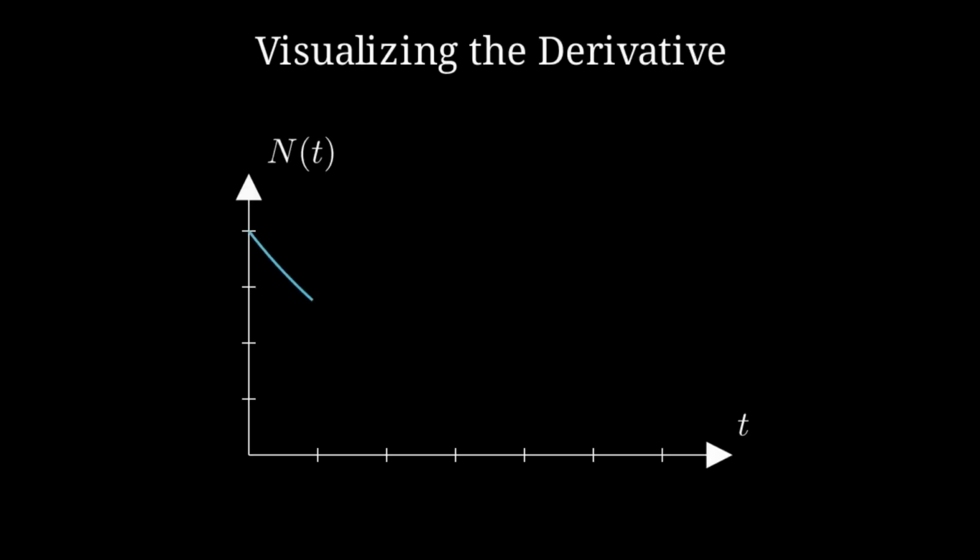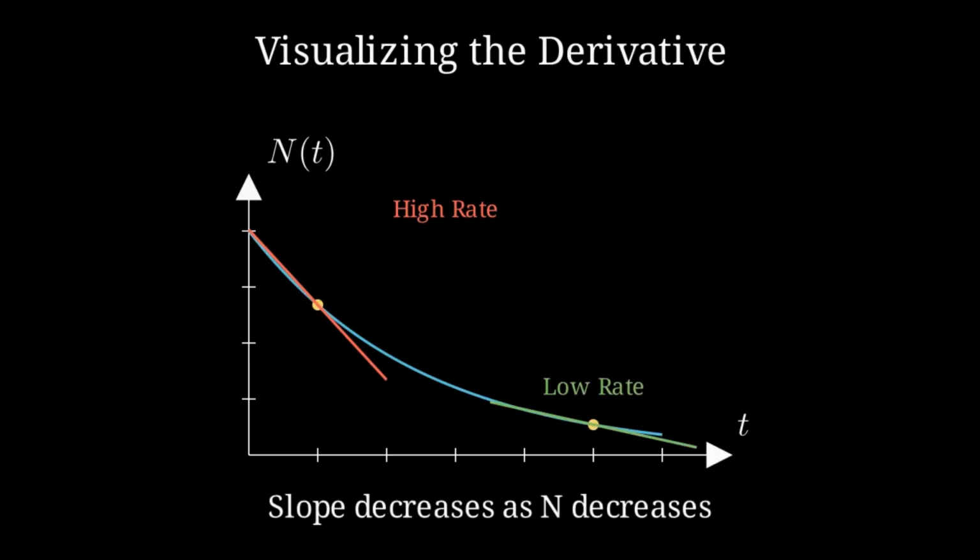Look at the geometry of the curve. At the beginning, when N is large, the slope of the tangent line is very steep and negative. As N gets smaller and approaches the x-axis, the slope flattens out. This visualizes our differential equation perfectly. As the value on the y-axis drops, the speed of the drop slows down accordingly.